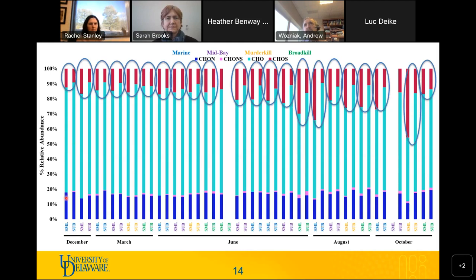And I want to focus on the sulfur-containing formulas that I pointed out previously. You can see that in the microlayer, the sulfur-containing formulas consistently have a higher relative abundance than the corresponding subsurface water. This occurs for pretty much all of our samples across the board, indicating that these sulfur-containing surfactants seem to be associated with the microlayer.